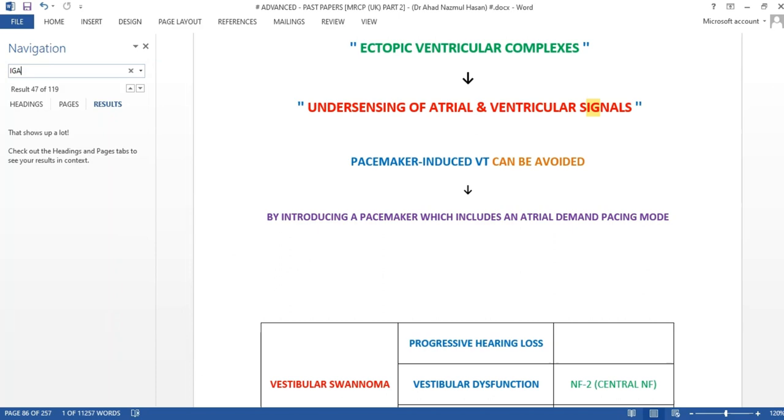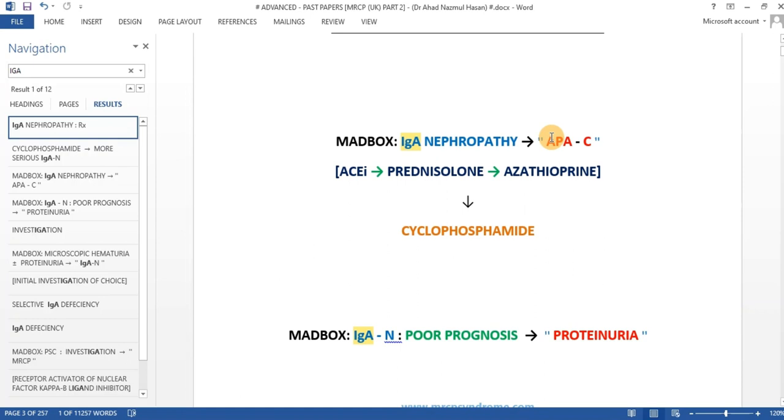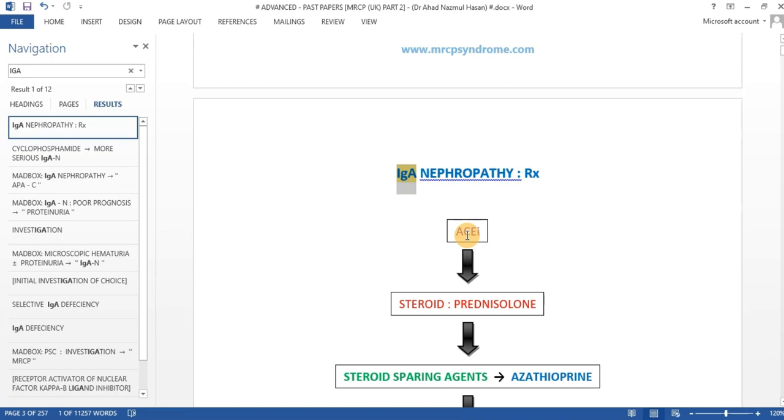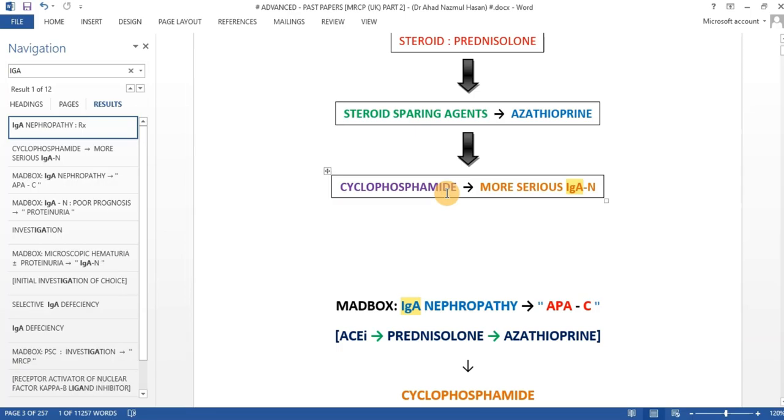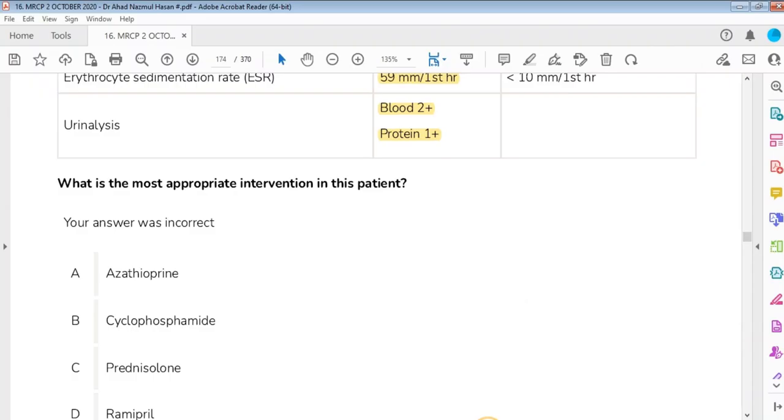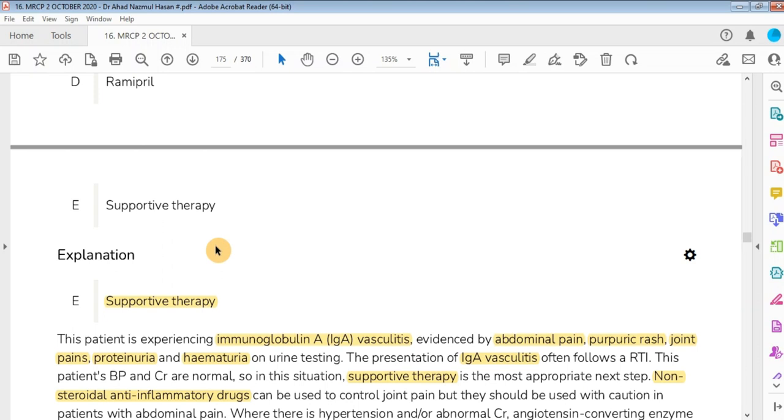So the mnemonic is APAC, starting with ACE inhibitor, followed by prednisolone, followed by azathioprine, followed by cyclophosphamide. If there is hypertension, or renal impairment, or proteinuria, then we should go for the treatment. So ACE inhibitor, followed by steroid, not responsive to steroid, go for a steroid sparing agent, azathioprine, and if this is a more serious, life-threatening case with severe renal impairment, go for cyclophosphamide. But here there is no indication for treatment, so we can go with the supportive therapy.